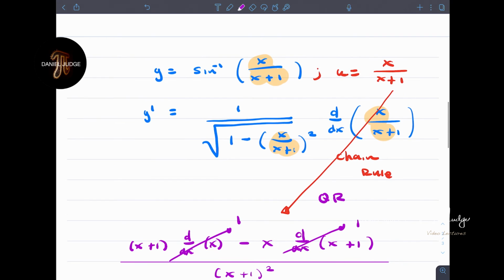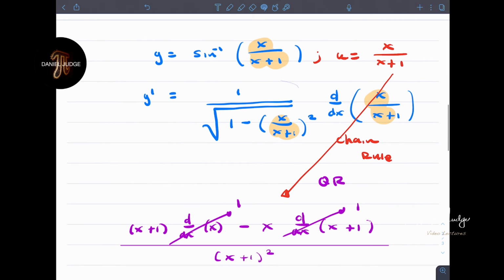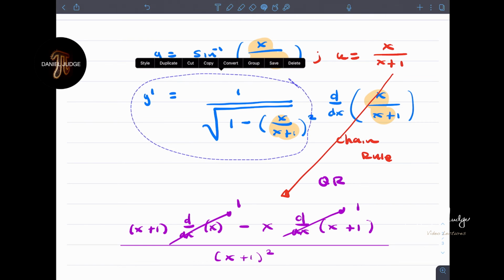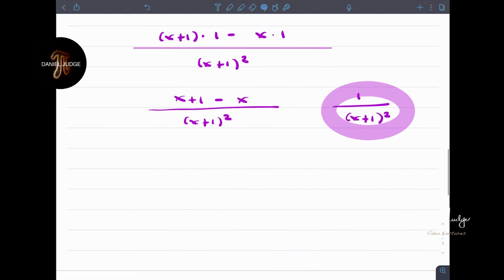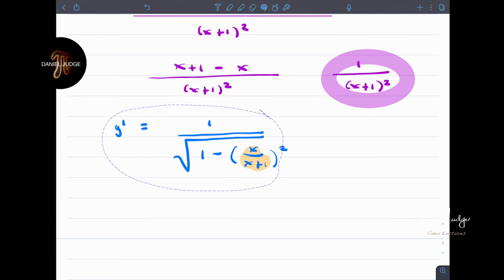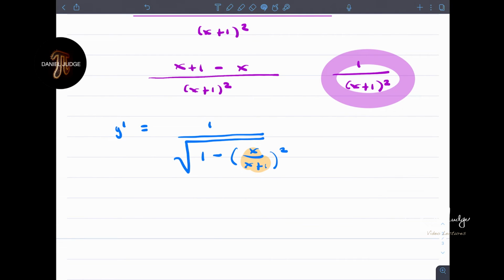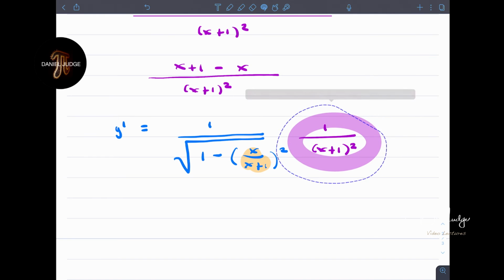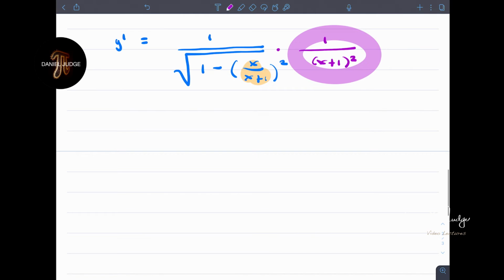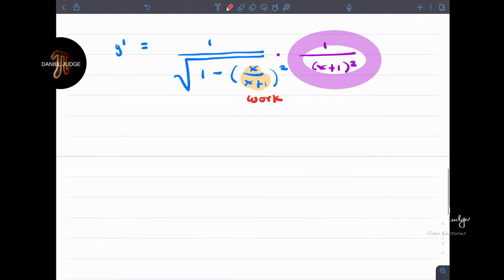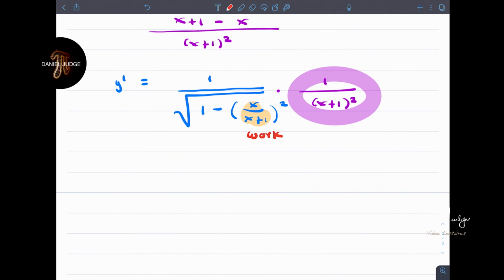Let's not forget that we're going to have to bring the rest of this down, and we're going to have to do some simplification here. So we're going to copy that down. Here's where we're going to have to do some work: we have to simplify this portion, and I'm talking under this radical. So I'm going to do some algebra down here.